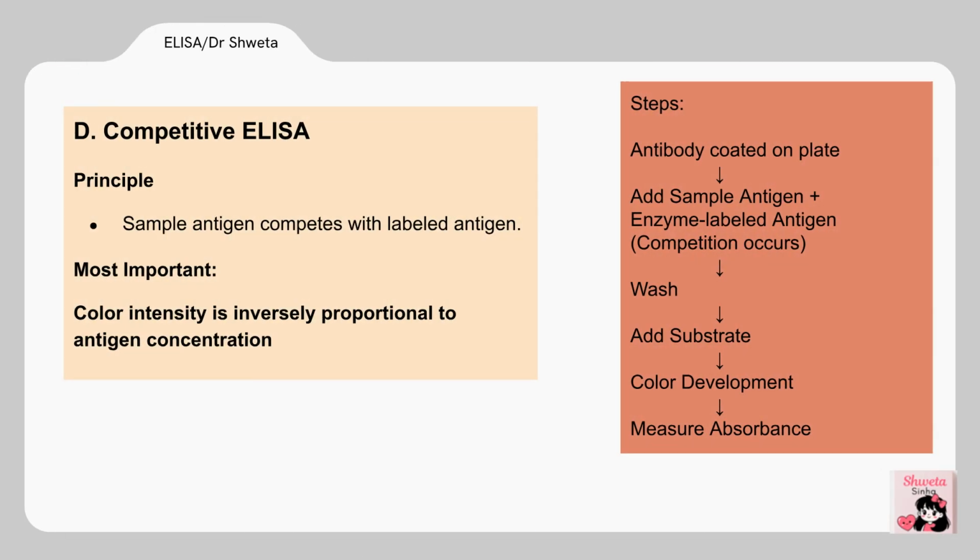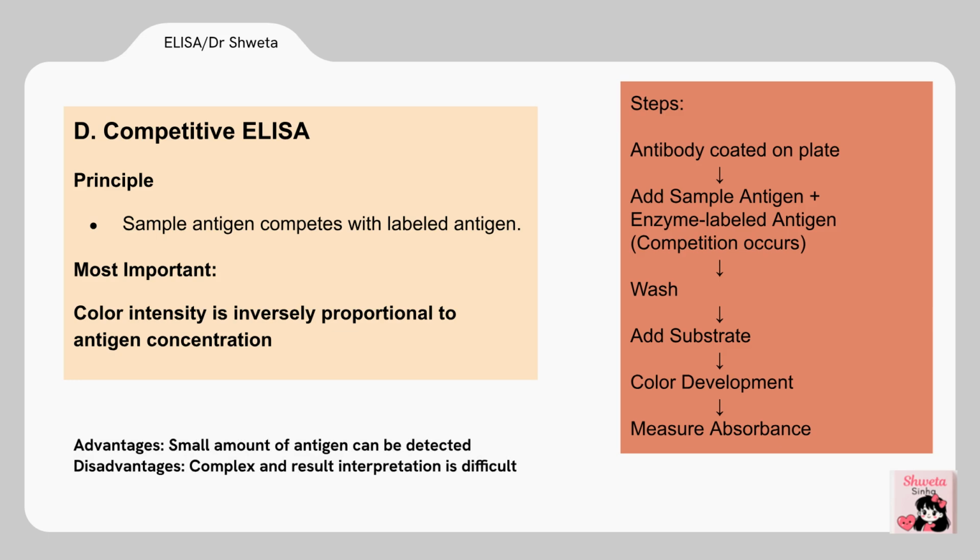Competitive ELISA involves the sample antigen competing with a labeled antigen for binding to the coated antibody. The most important concept here is that color intensity is inversely proportional to the antigen concentration. This method is advantageous for detecting small amounts of antigen, but complex result interpretation is a drawback.